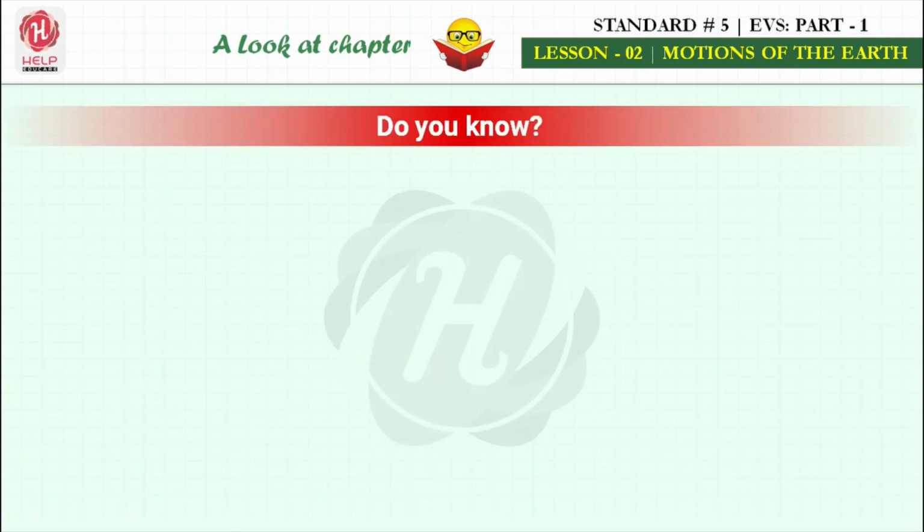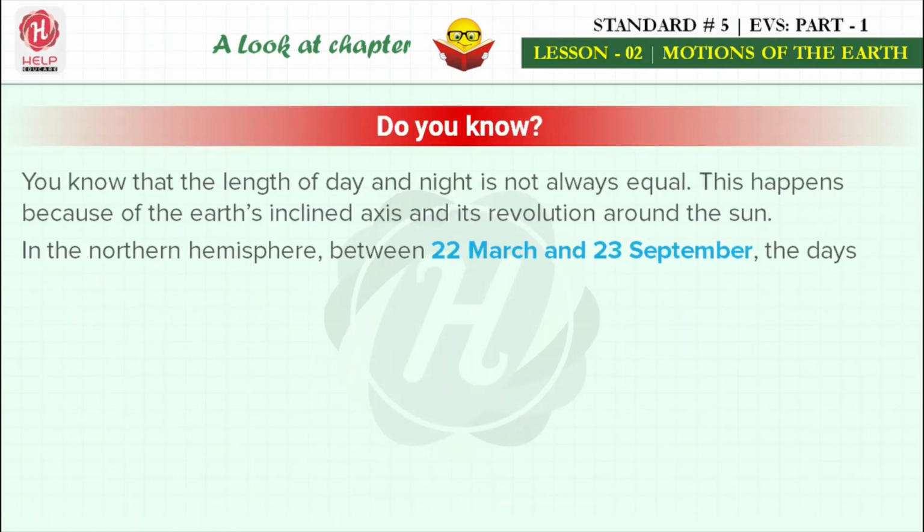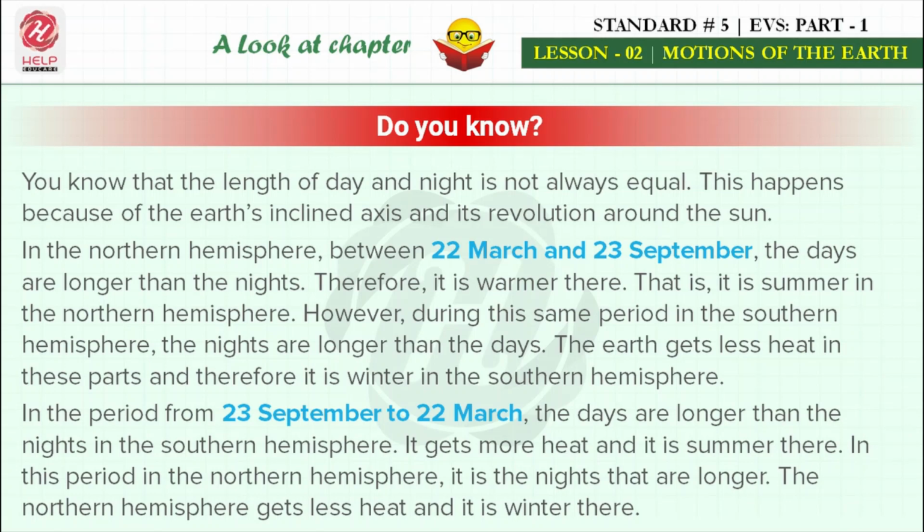Students, we must know some facts about day and night, months and year. You know that the length of day and night is not always equal. This happens because of the Earth's inclined axis and its revolution around the Sun. In the Northern Hemisphere, between 22nd March and 23rd September, the days are longer than the nights. Therefore, it is warmer there. Yes, it is summer in the Northern Hemisphere.